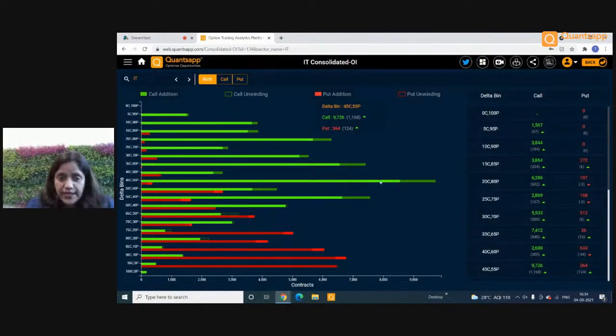IT. So in IT, you have a 45 call with an addition happening, so there is still a bit of resistance. Once we start seeing unwinding here, the picture could get clear. And if we start seeing the puts also shifting higher, it will be a very strong positive move. But now the broader market is in a bullish tone, so we are reading that it is going upside.